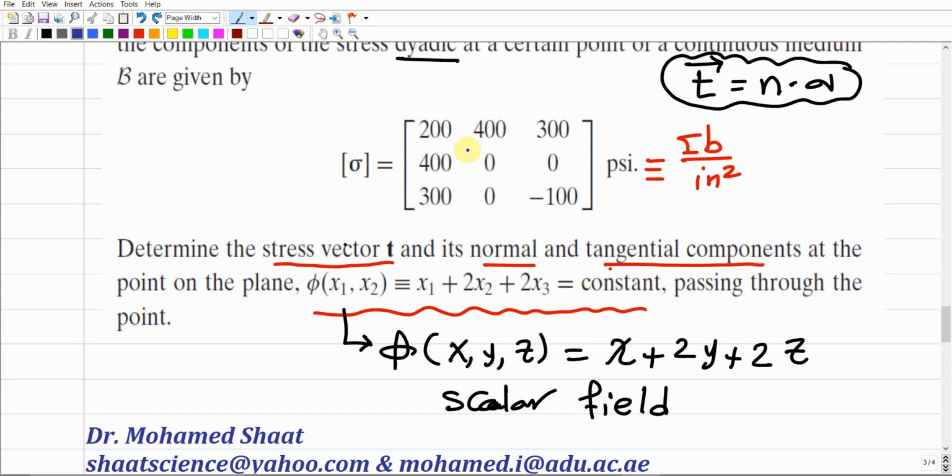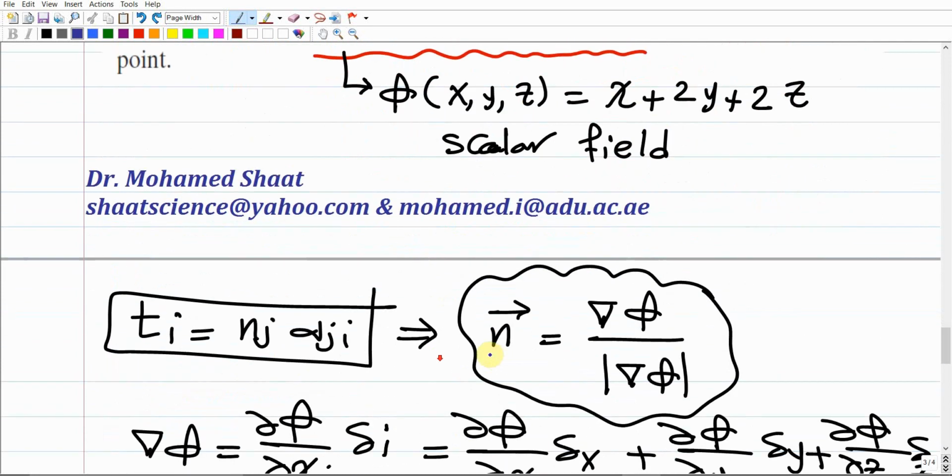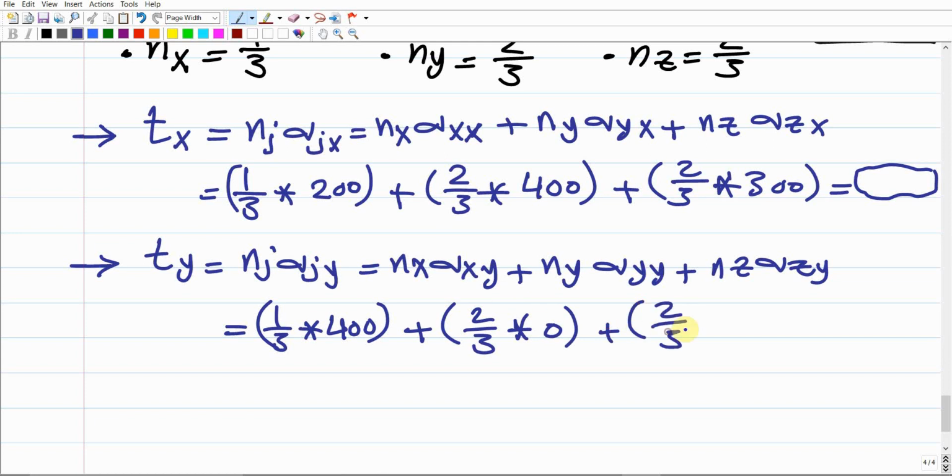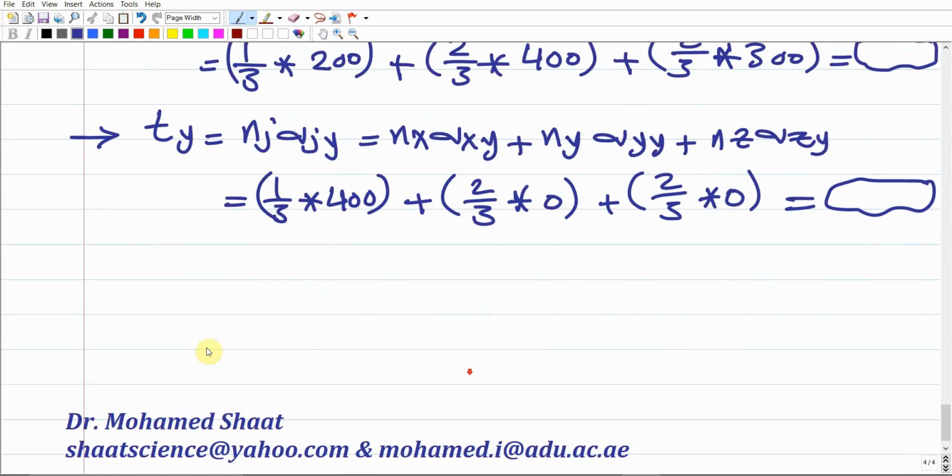So it means that this component would be different than this component for some reason. But anyway, it is already given here. So sigma xy and sigma yz is 0, and sigma yy is already 0. So we're gonna end up here with 1/3 times 400 plus the ny, which is 2/3, but times sigma yy, which is already 0 up there, and the nz, which is 2/3, times sigma zy, which is already given also as 0 up there. So we're gonna end up with something in terms of a number, a value.